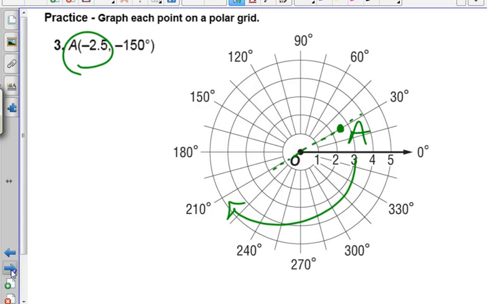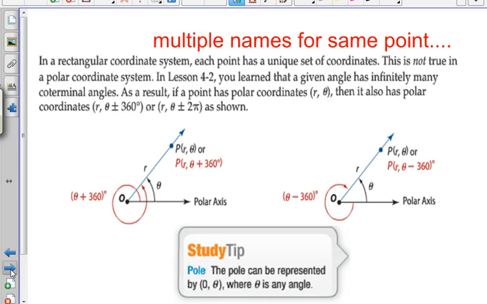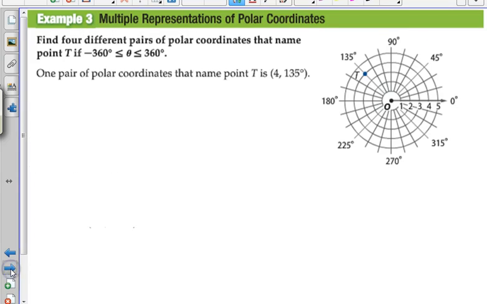It's back to plotting points, right? All right, multiple names for the same point. We are so smart. We already talked about that. So I'm going to skip here. Here's an easy one. Here's T. It is 4 units out on the 135. Anybody give me another name?